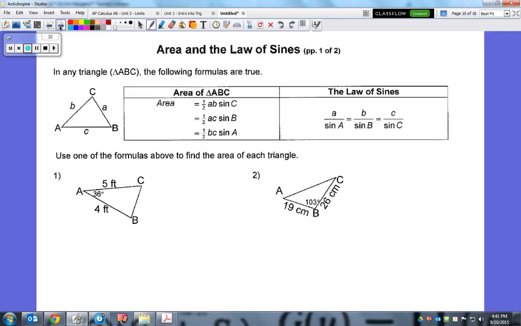Now we move on to law of sines. And I'm actually going to save this for the next video, so I will stop right there.